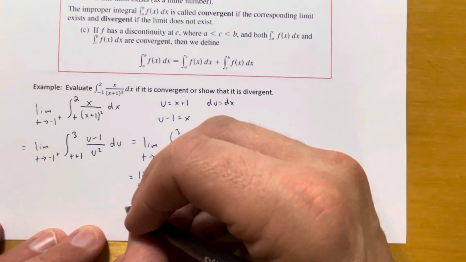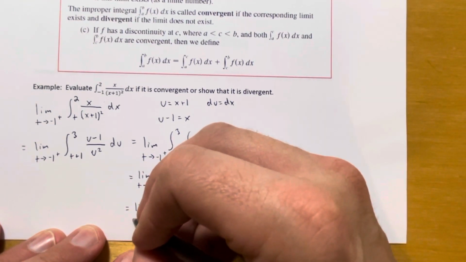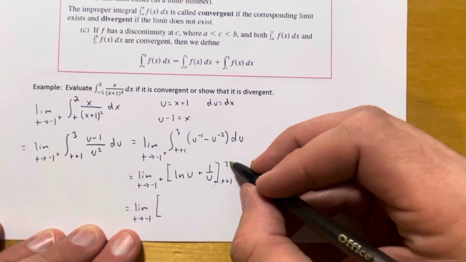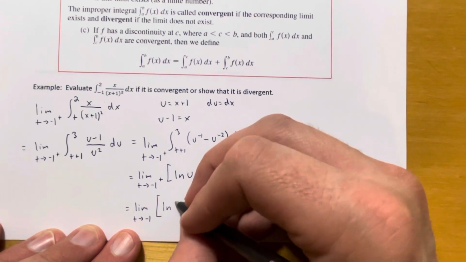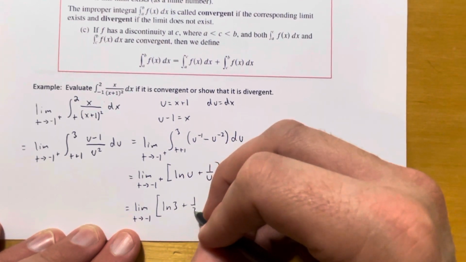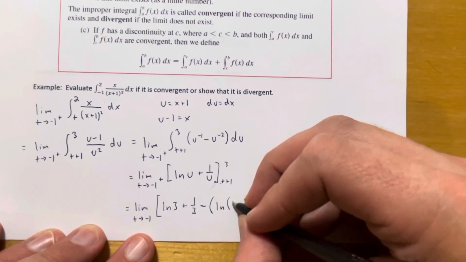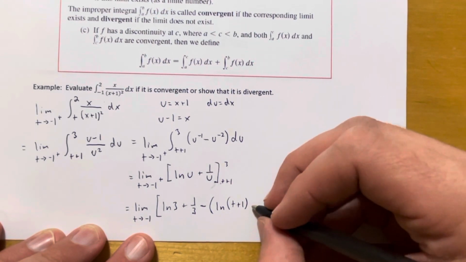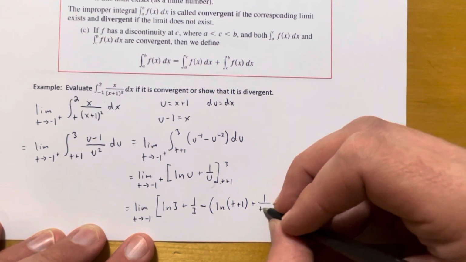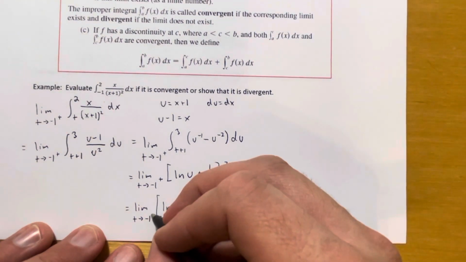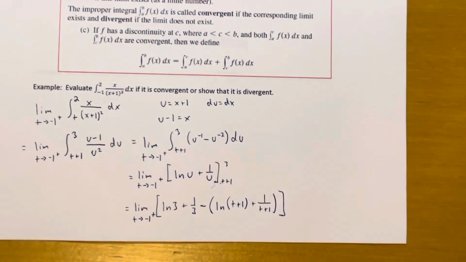Okay? This is equal to the limit as t approaches negative 1 of, let's see, 3. If I plug a 3 in, I get the natural log of 3 plus 1/3 there, minus, in parentheses, the natural log of t plus 1 plus 1 over t plus 1. And this is, again, from the positive side there. Okay?